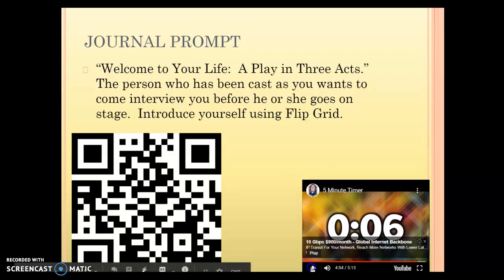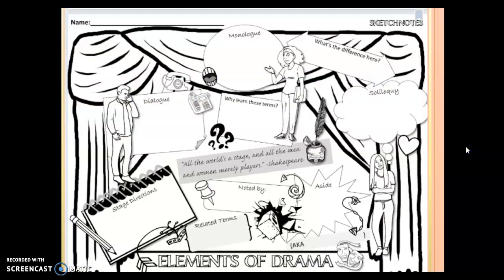When you complete your Flipgrid, please take the time to listen to your friends' Flipgrid and meet your friends in this class. We will be using these sketch notes to make notes today. Again, you may do those virtually, or if you have a printer and you want to print them out and use your coloring pencils to make them as artistic as you like, that would be wonderful. If you print them out, please take a picture and submit that picture.